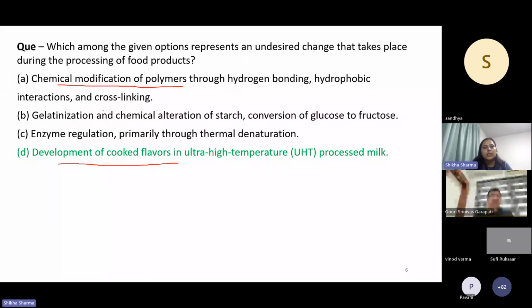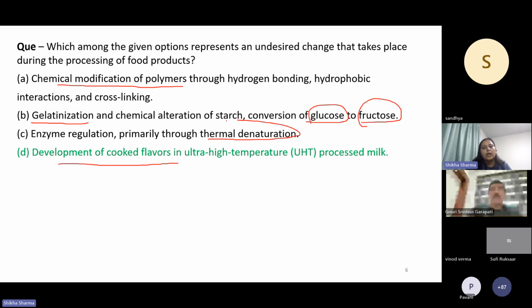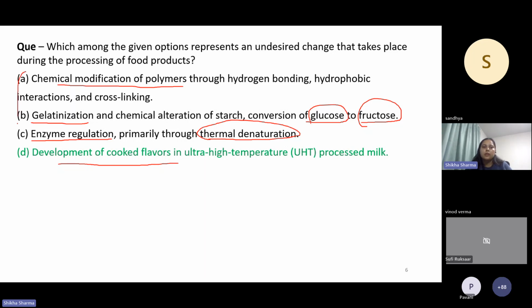And the gelatinization of the starch is also desirable. Also, glucose, which is a high contributor to the blood glucose, when it converts to the fructose, it is also a very desirable change. And the enzyme regulation, like when we do the thermal degradation, the enzyme gets deactivated and the enzyme regulates, it is also desirable. So these three cannot be undesirable. These are the desirable ones, and this is the undesirable one, the last one, which is the development of the cooked flavor in the milk.